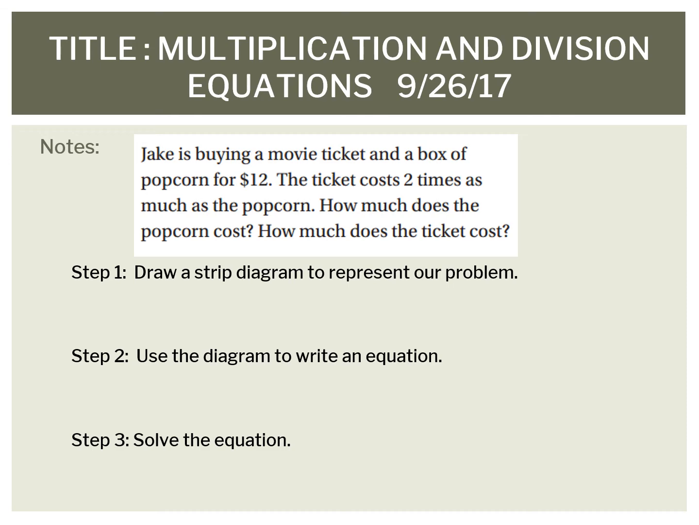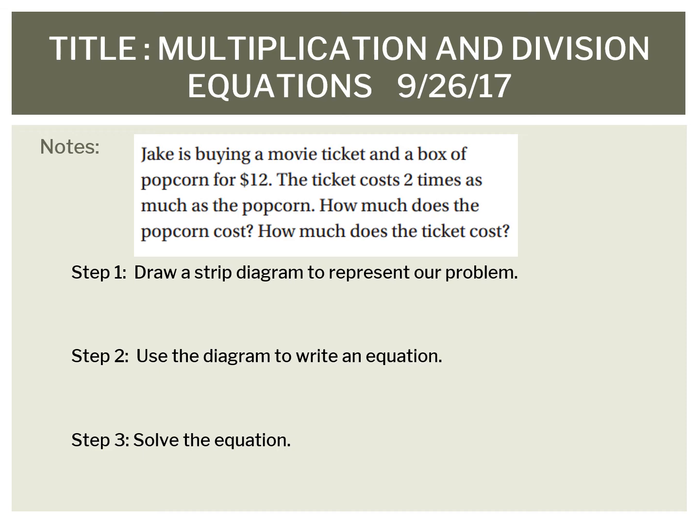So now let's go ahead and move on to multiplication and division. All right. So in your notes, you have this question, and we are going to come up with an equation using a strip diagram to come up with an equation and solve this question. All right. So the notes, first question says, Jake is buying a movie ticket and a box of popcorn for $12. The ticket costs 2 times as much as the popcorn. So how much does the popcorn cost? How much does the ticket cost?